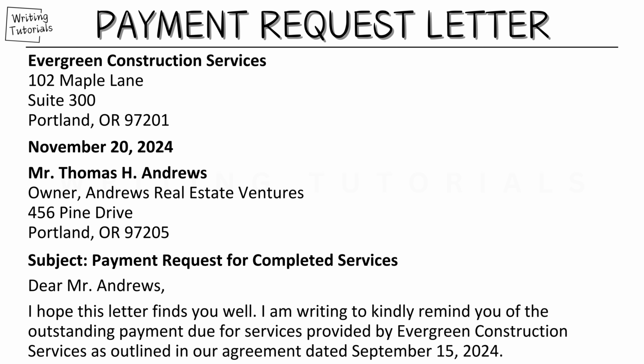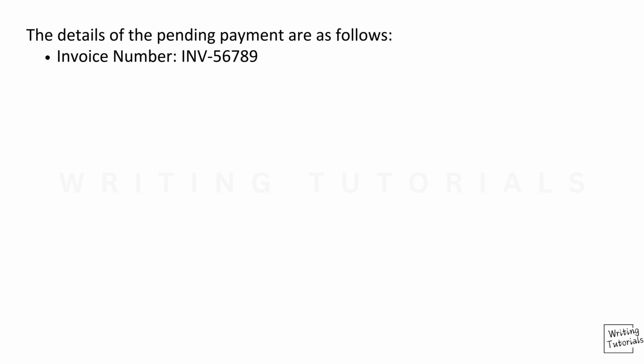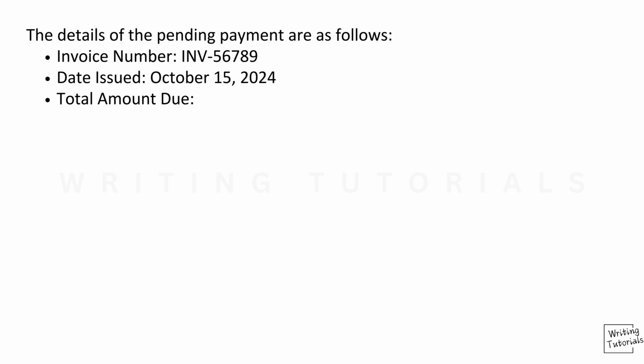Payment details. Transparency is key. The next section outlines the payment details. The details of the pending payment are as follows. Invoice number, INV 56789. Date issued, October 15th, 2024. Total amount due, $12,500. Due date, November 1st, 2024.